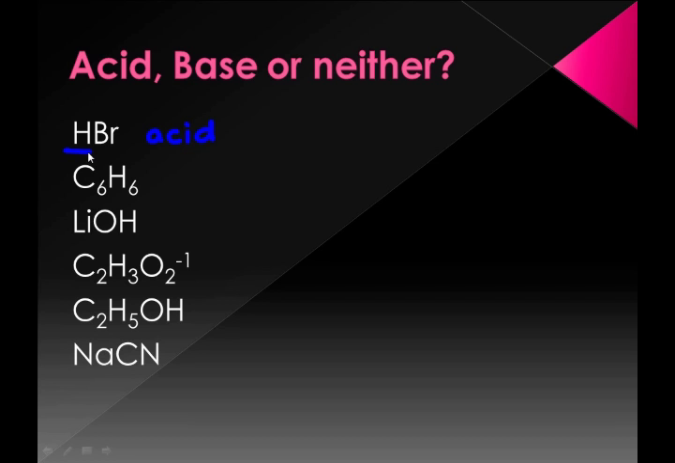C6H6, however, does not have H's in the front of the compound. It has H's written second. This tells us that this is actually a covalent compound and not an acid. It doesn't have a hydroxide present, and so we would say it's neither. So it's not an acid or a base.